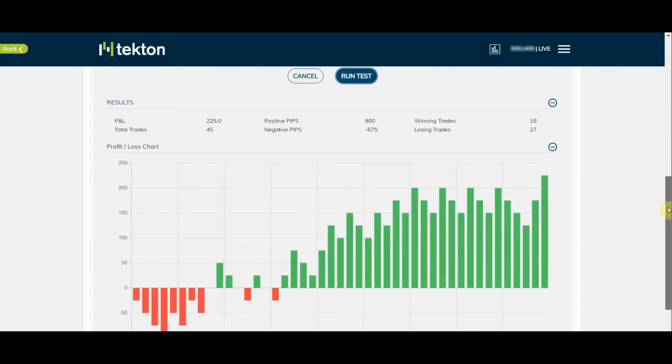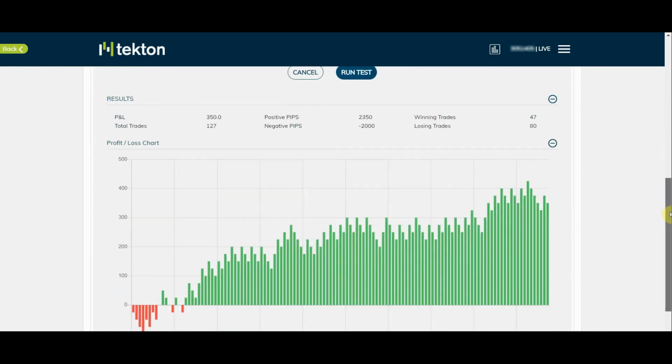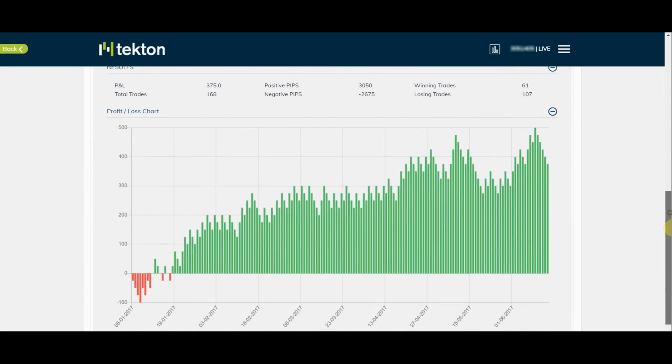Okay, so here we go. Remember now, this is a 2-to-1 reward to risk: 50 pip take profit, 25 pip stop. Okay, so now we're letting this run. Let me show you the dates at the bottom.